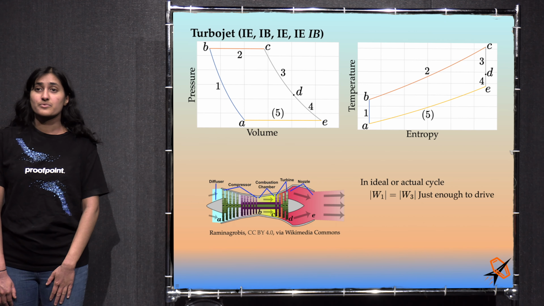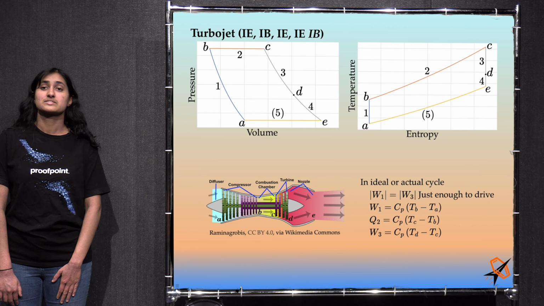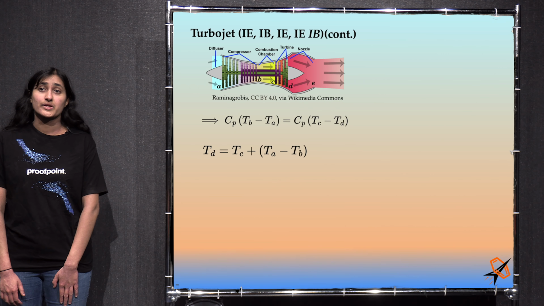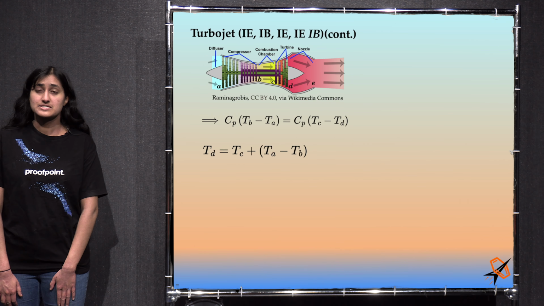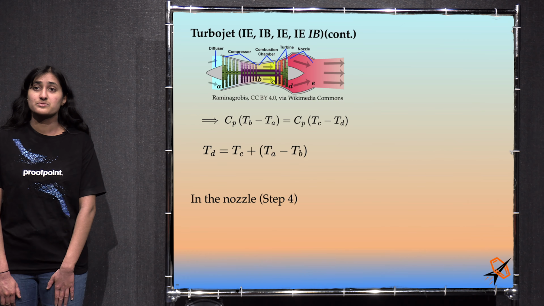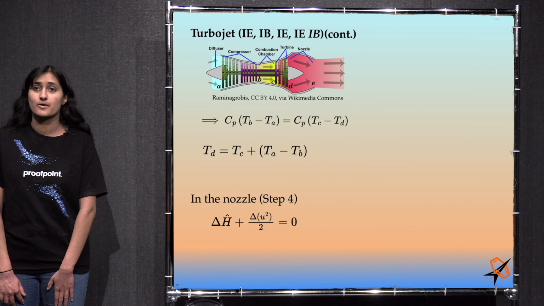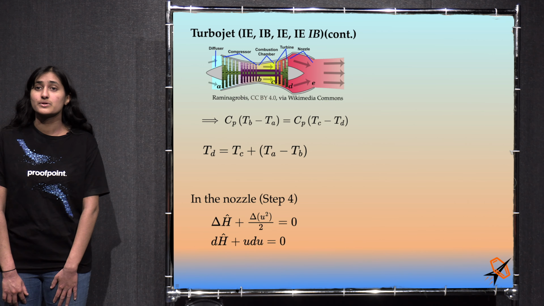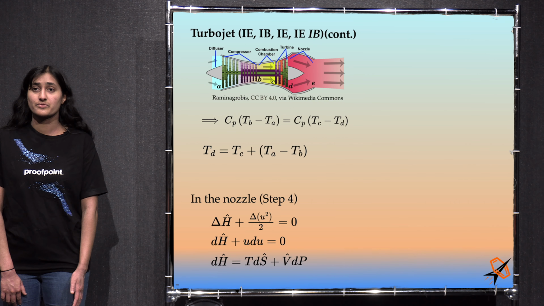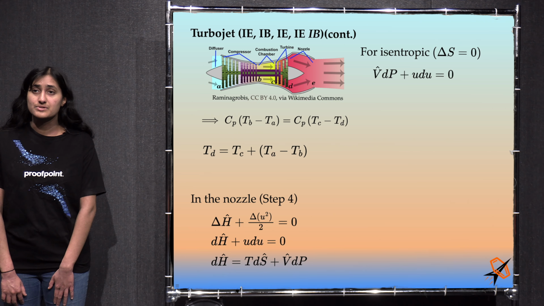As stated, the work from steps 1 and 3 are equal but opposite, and Q hot is Cp (Tc minus Tb). Td is calculated by setting Cp (Tb minus Ta) equal to Cp (Tc minus Td). To calculate the nozzle, we do the first law, delta H hat plus delta of U squared over 2 equals 0. It can also be derived from the differential form, dH hat plus U dU equals 0. Also, from a few videos ago, for an isentropic nozzle, V hat dP plus U dU equals 0.